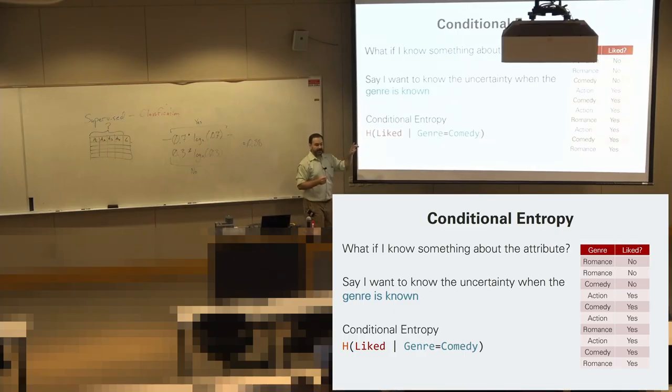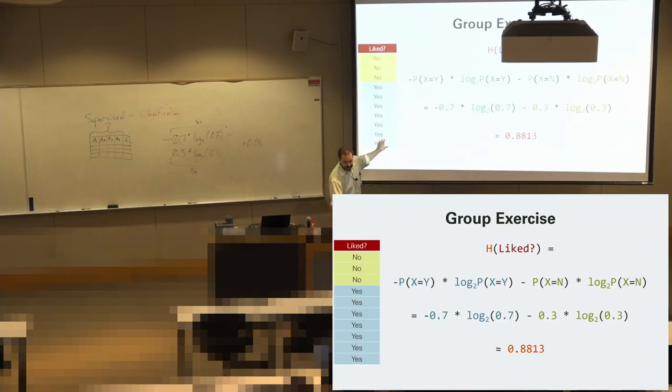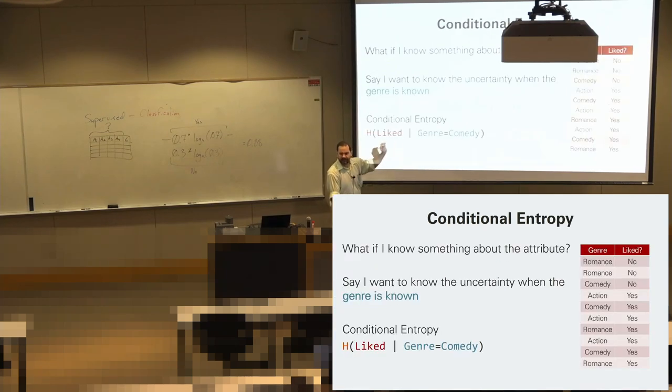That's the best way to think about this: conditional entropy. Hey, if I were to know the genre, but just a shot in the dark, we're still working on the yeses and noes, it has an entropy of 0.88. If I were to know genre, does that reduce my entropy? And by how much? How much knowledge am I effectively gaining? Because that's how I figure out my best attribute.